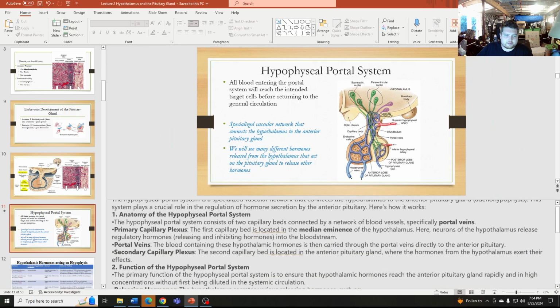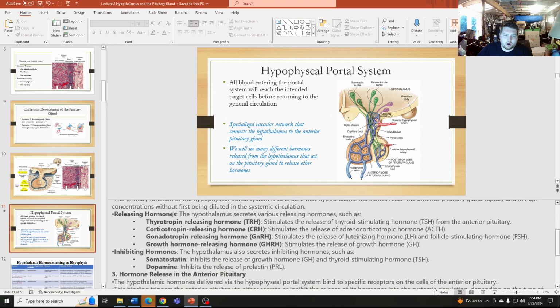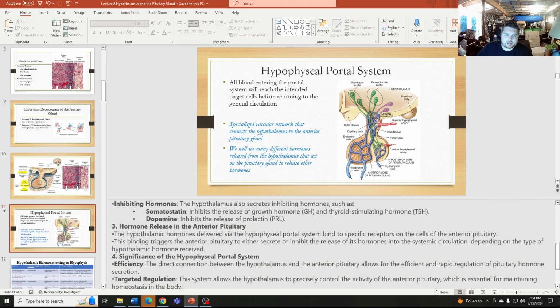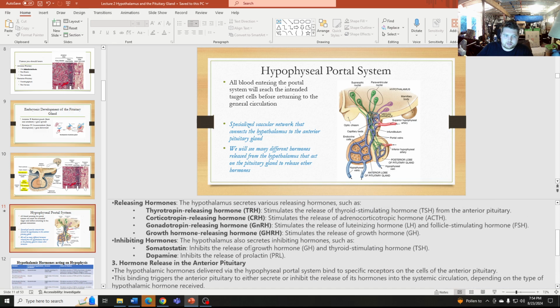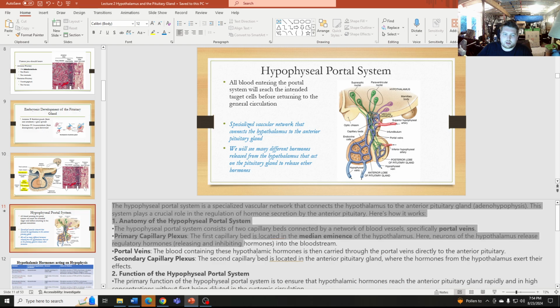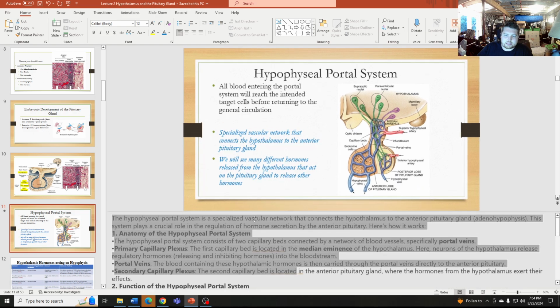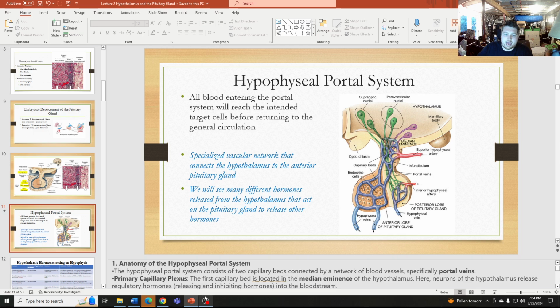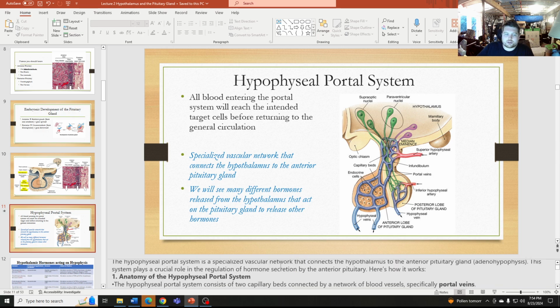And again, I have a deeper dive into all of the anatomy, the hormones, all that kind of stuff. This is all extra material. This isn't stuff you have to memorize, but it helps you understand the different structures if you want to read that.